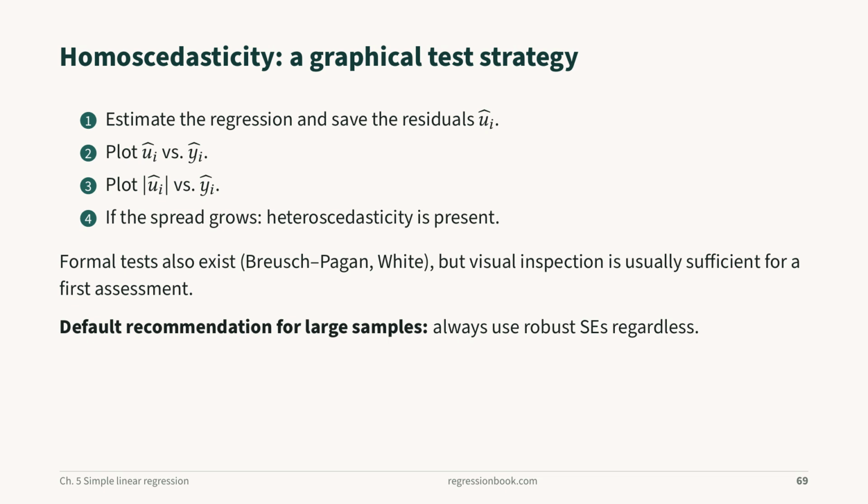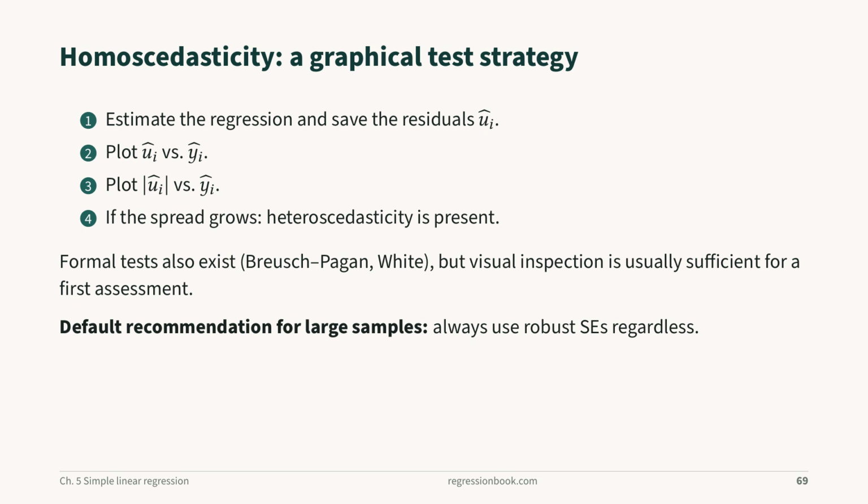A graphical test strategy for homoscedasticity. 4 steps. Fit the regression, save the residuals, plot them against fitted values, then plot their absolute values the same way. If the spread grows along the horizontal axis, heteroscedasticity is present. Formal tests exist, Breusch-Pagan, White, but visual inspection is usually sufficient, and the default recommendation stands regardless.